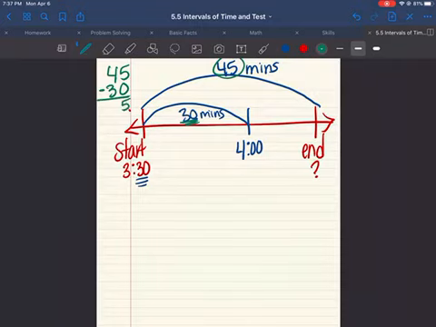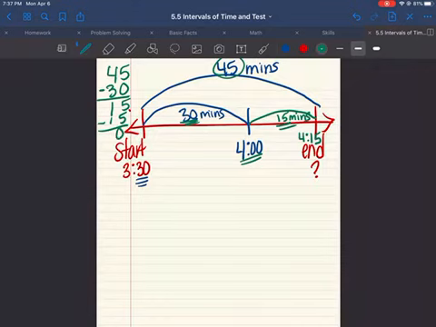How many more do I need? 5 minus 0, 5. 4 minus 3 is 1. I still need 15 minutes, so I'm going to go ahead and jump those 15 minutes. If I'm at 4 o'clock and I add 15, I would end up at 4:15. I'm going to take away those 15 minutes we just added. 15 minus 15 is 0.